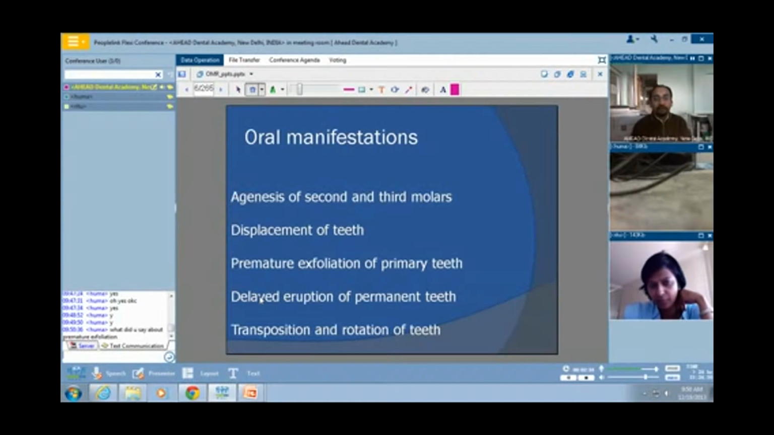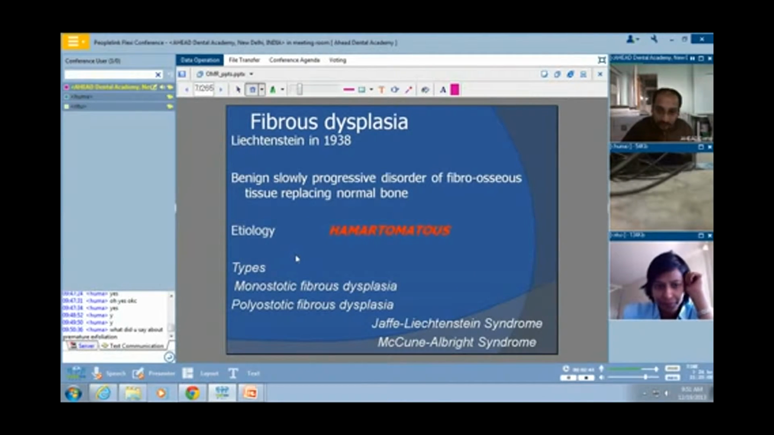Obviously, both things will not happen in the same patient. So in some patients of cherubism, there will be premature exfoliation, and in some other patients of cherubism, there will be delayed eruption of permanent teeth. Now, the reason why I came across fibrous dysplasia is because cherubism was previously called familial fibrous dysplasia.